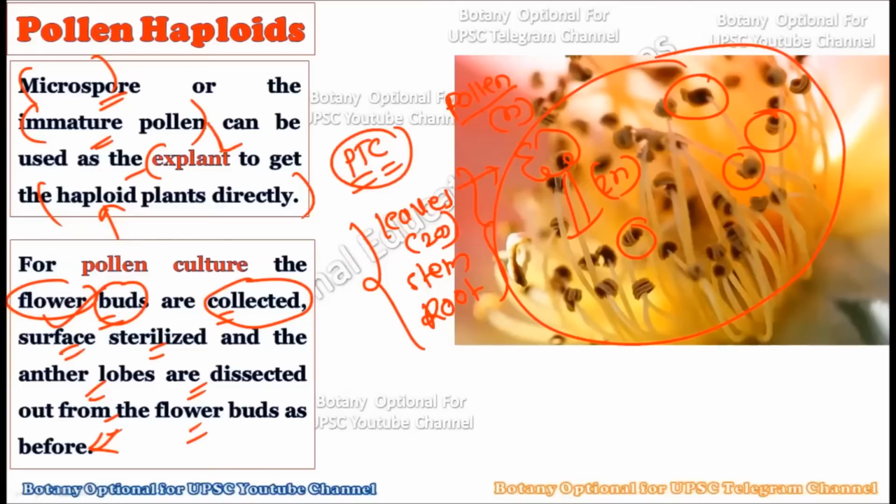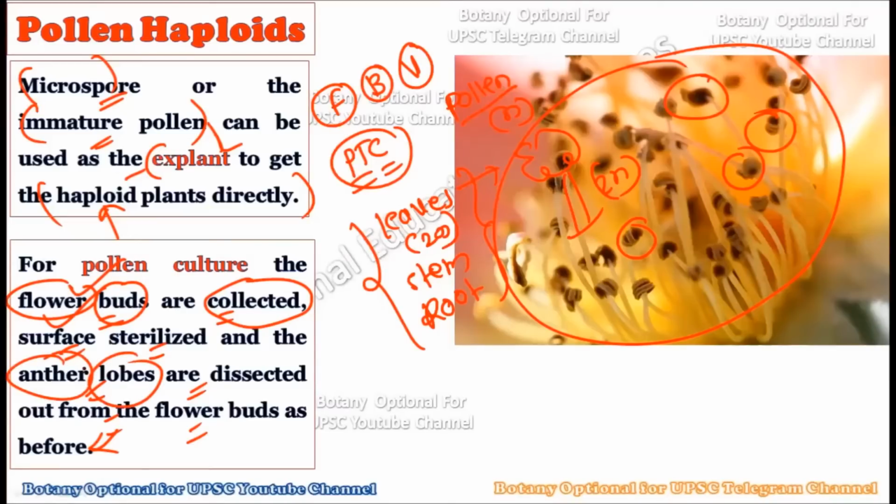And you know the reason why we sterilize everything in plant tissue culture, because we have to avoid fungal infection, bacterial infection, and viral infection during the plant growth within the plant tissue culture laboratory. So whatever you collect in plant tissue culture as an explant, you should sterilize it quickly, okay? So flower buds are first collected, and their anther lobes were dissected, okay?